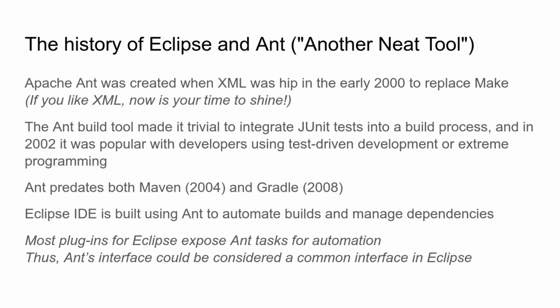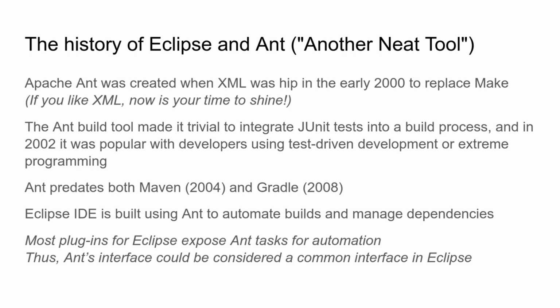Ant build came about as a replacement for make, a tool that you may be familiar with if you've done C programming. Ant build originally made it trivial to build and test code in the early 2000s. This led to the rise of practices such as test-driven development or extreme programming. Ant predates both Maven and Gradle, and in fact we can see with the Epsilon tool, Ant is the primary implementation technique that's used, and Maven and Gradle are simply offered as wrappers around the Ant processes.